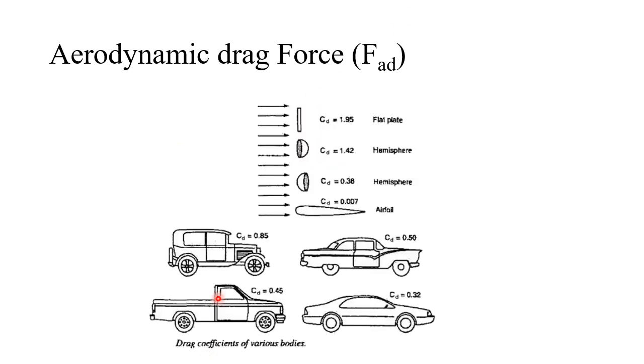Here you can see that if it is a flat plate, the drag coefficient will be 1.95, because it covers most of the area and the drag will be higher. It is calculated as 1.95. If the frontal area is a hemisphere, then CD will be 1.42.